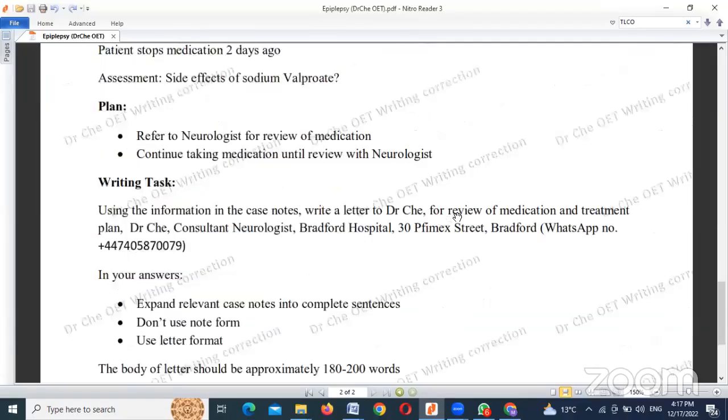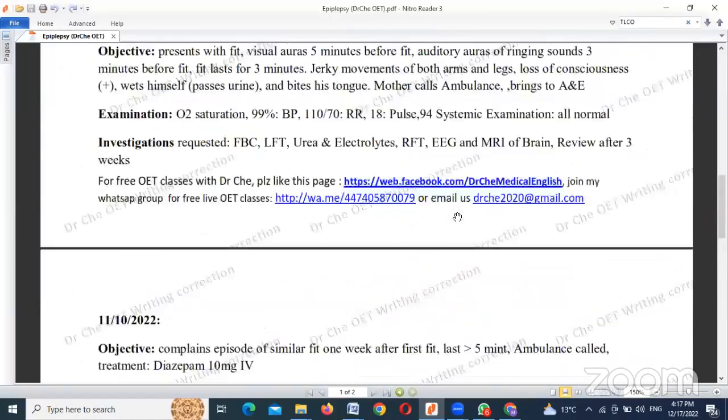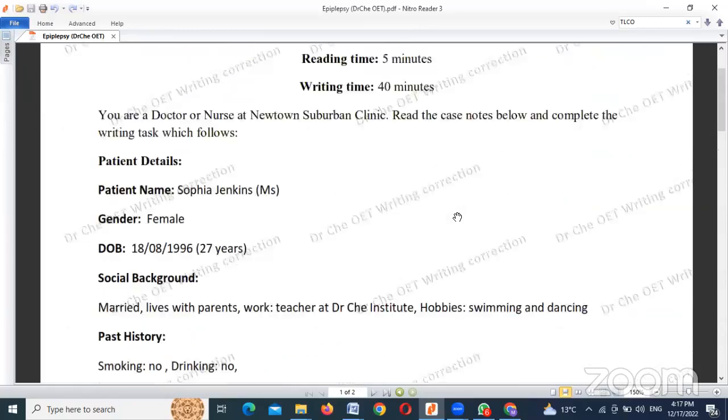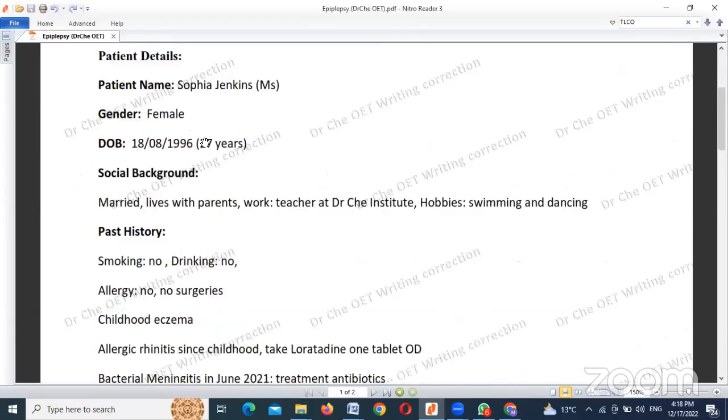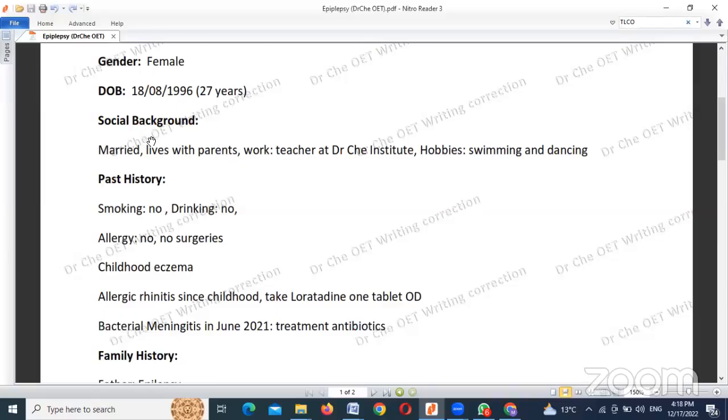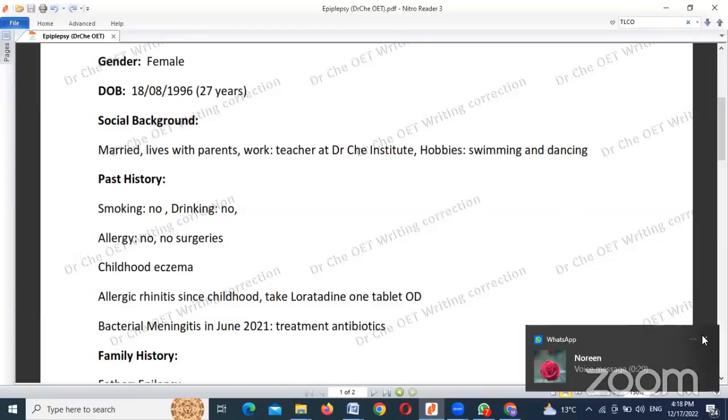Now let us read, because now this is 5 minutes reading time. Let us read the case notes. This is the name of the patient, Sophia Jenkins, and we will use the title Miss, female. This is the date of birth and this is the age. Social background: she is married, lives with parents, works as a teacher at an institute, and her hobbies are swimming and dancing.